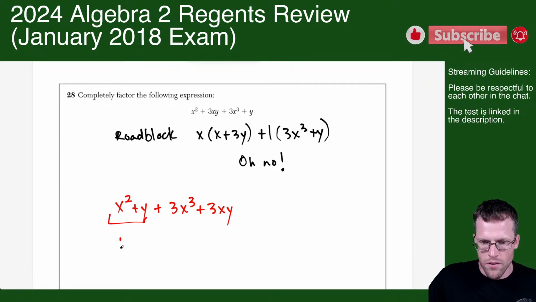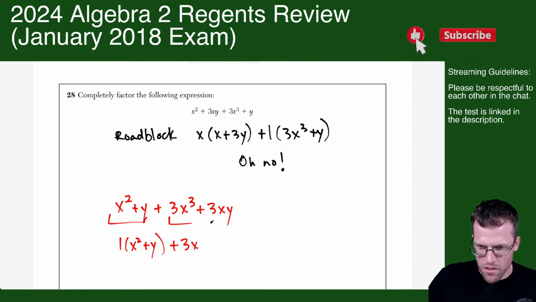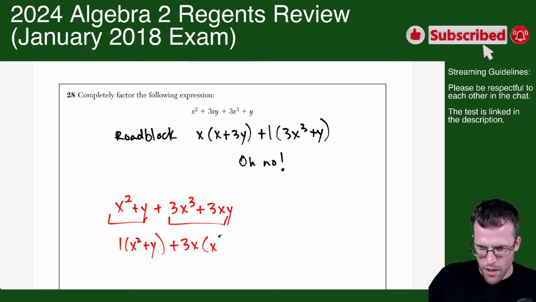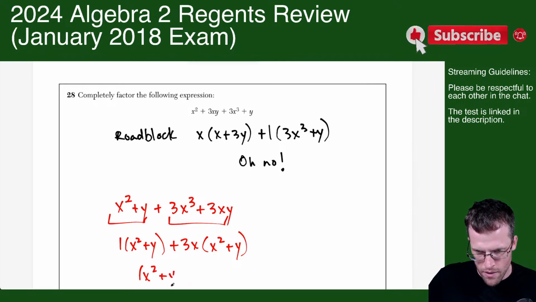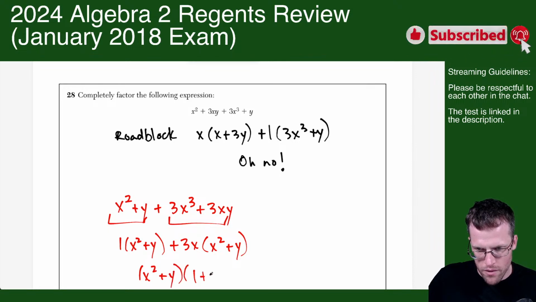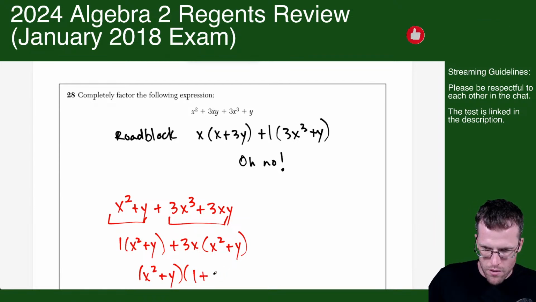So this is still like, all right, 1 times x squared plus y. So maybe not looking good. But now I take out a 3x from these two. And I've got x squared plus y, and there's the match. Okay, so now I take out x squared plus y, and I've got 1 plus 3x. And there it is. Okay, this is what we need.